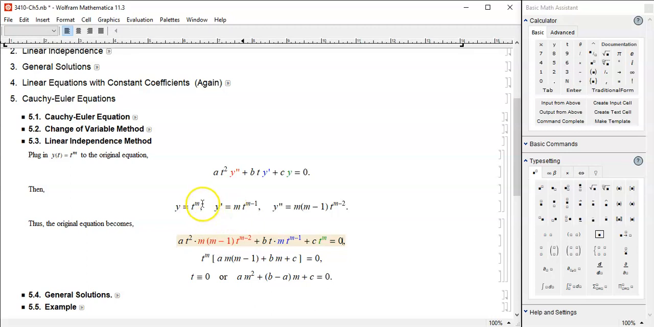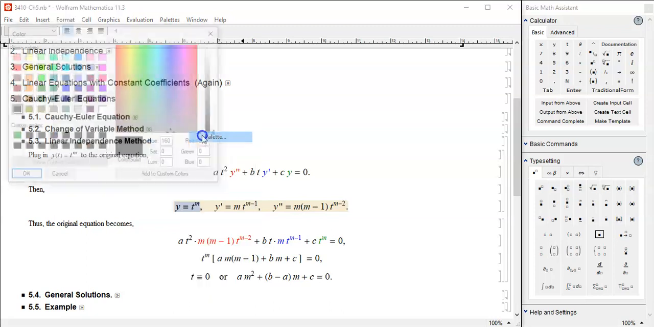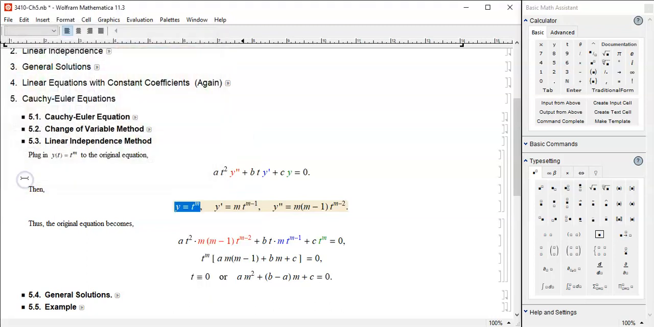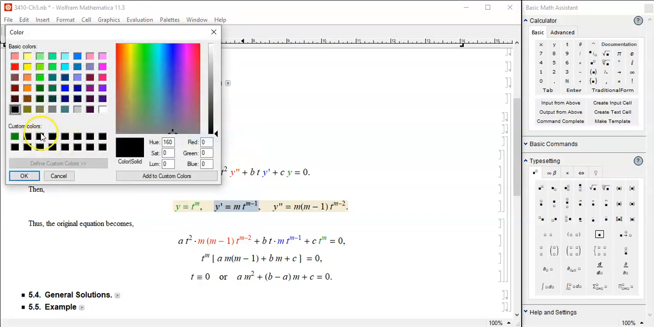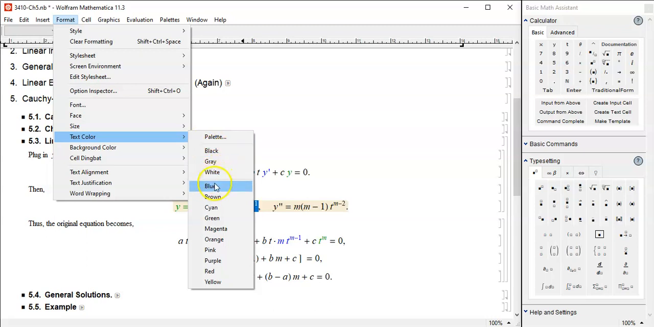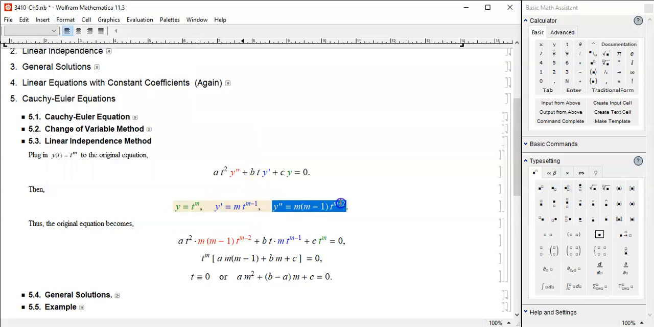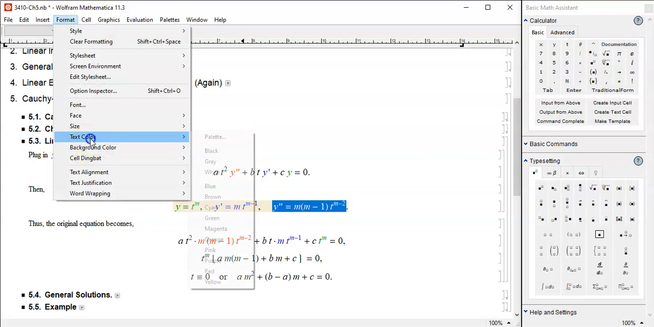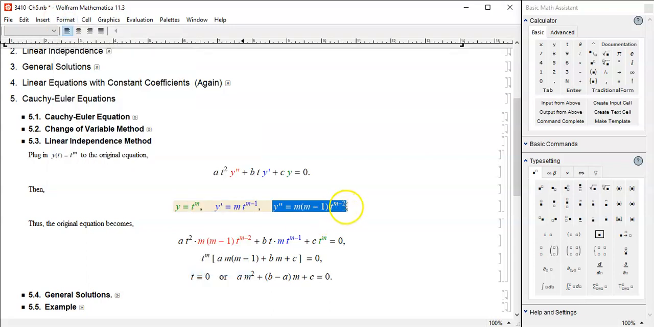Okay, so this is the original function. y is t to the mth power. Take the derivative. Take the second derivative. And plug those in, and this is the equation.